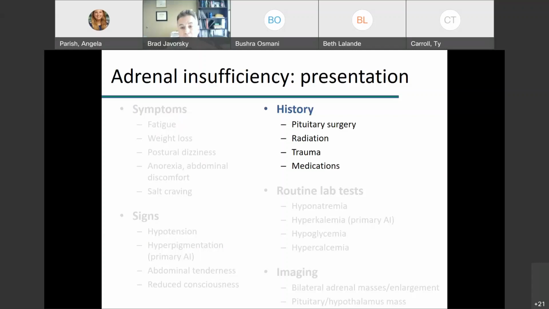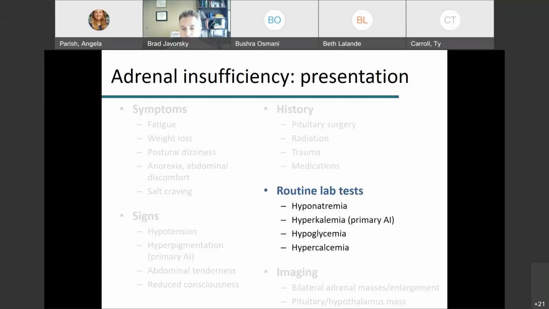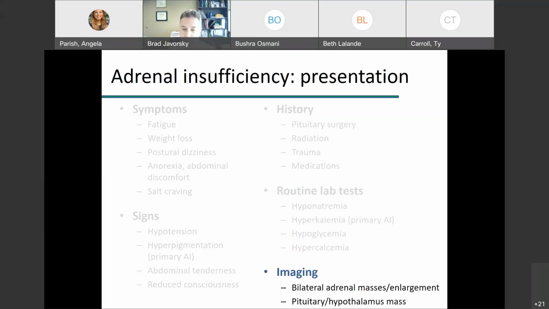The history can often provide a clue to adrenal insufficiency. So if the person had recent pituitary surgery or radiation to the brain, head trauma, or medication use that would cause adrenal insufficiency. Tests that might hint at adrenal insufficiency include low sodium levels, hyperkalemia with primary adrenal insufficiency, low blood sugars, or high calcium levels. And then imaging may reveal bilateral adrenal masses or enlargement and pituitary or hypothalamic masses.